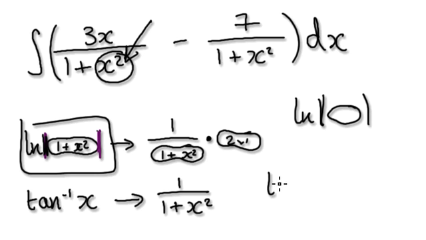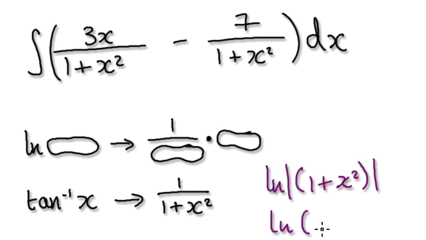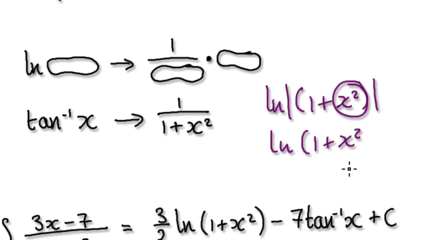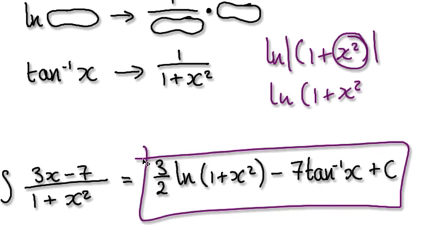Yes, we could write it like this: natural log and then absolute value of 1 plus x squared. We could write it like this, or you can just leave it as this. It will be the same thing because of this squared here; it will rid of the negative. Okay. So overall, your solution here would be this.